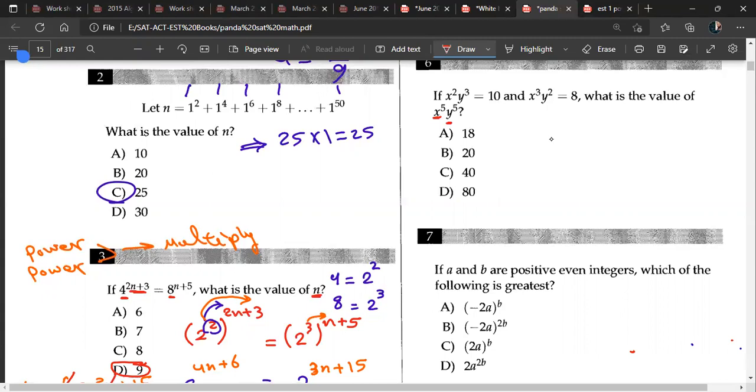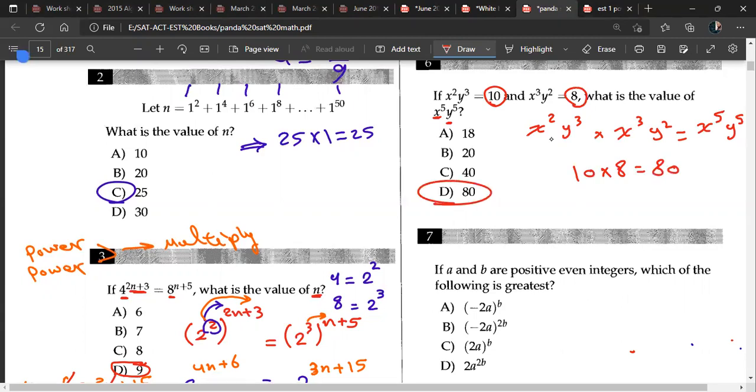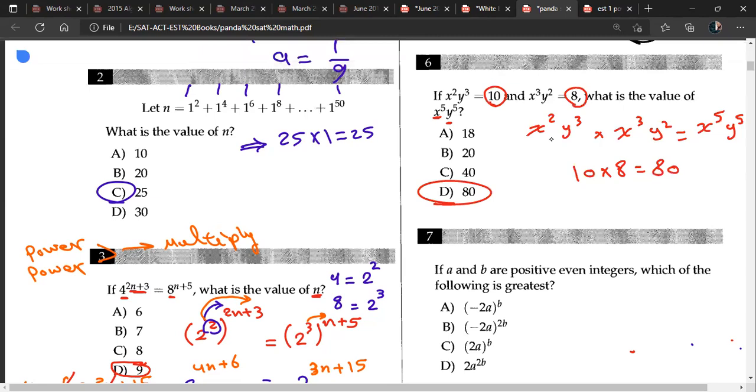So what we're going to do here to find the answer is multiply both. You will multiply x squared y cubed by x cubed y squared. You get x power 5, y power 5. So directly you will multiply 10 by 8, which equals 80. So the answer will be D. Is this clear, guys? Any question?